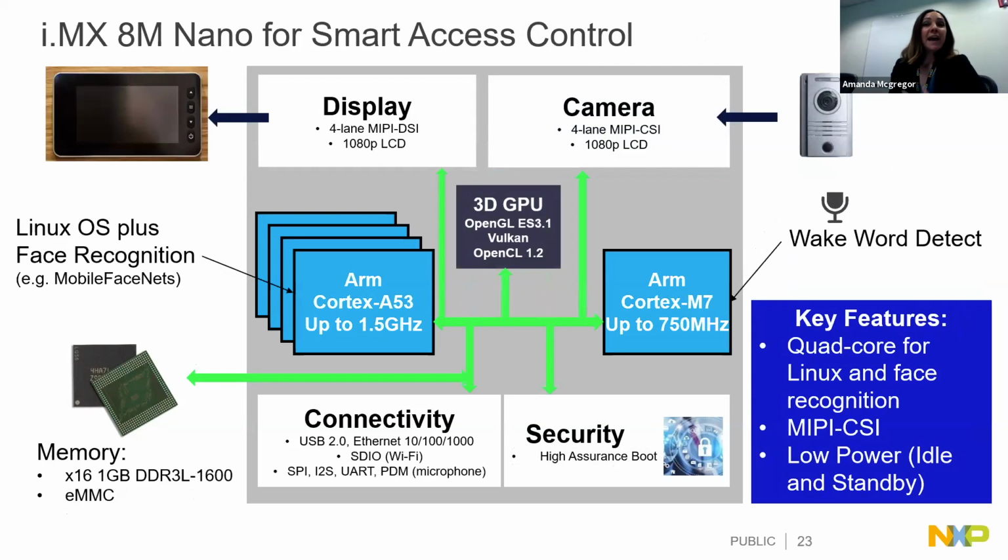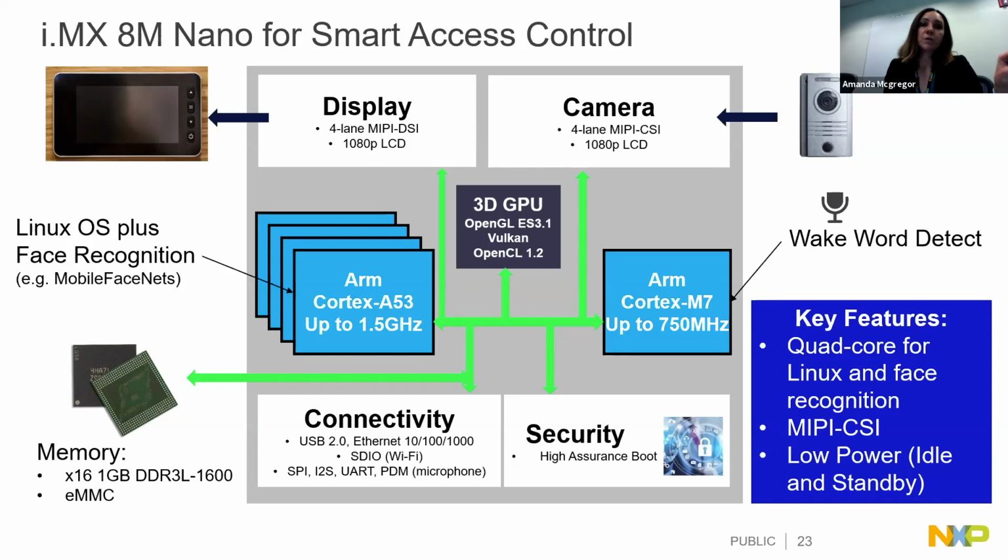An example where you might have a camera coming in is a smart access control. This could be a panel outside of a building or your home that has a display and a camera, both using MIPI. You're taking the camera input to do face recognition. For example, mobile face nets could be running on the Cortex ARM A53 cores, which is a very robust, very performance efficient solution for edge processing to be able to do face recognition.